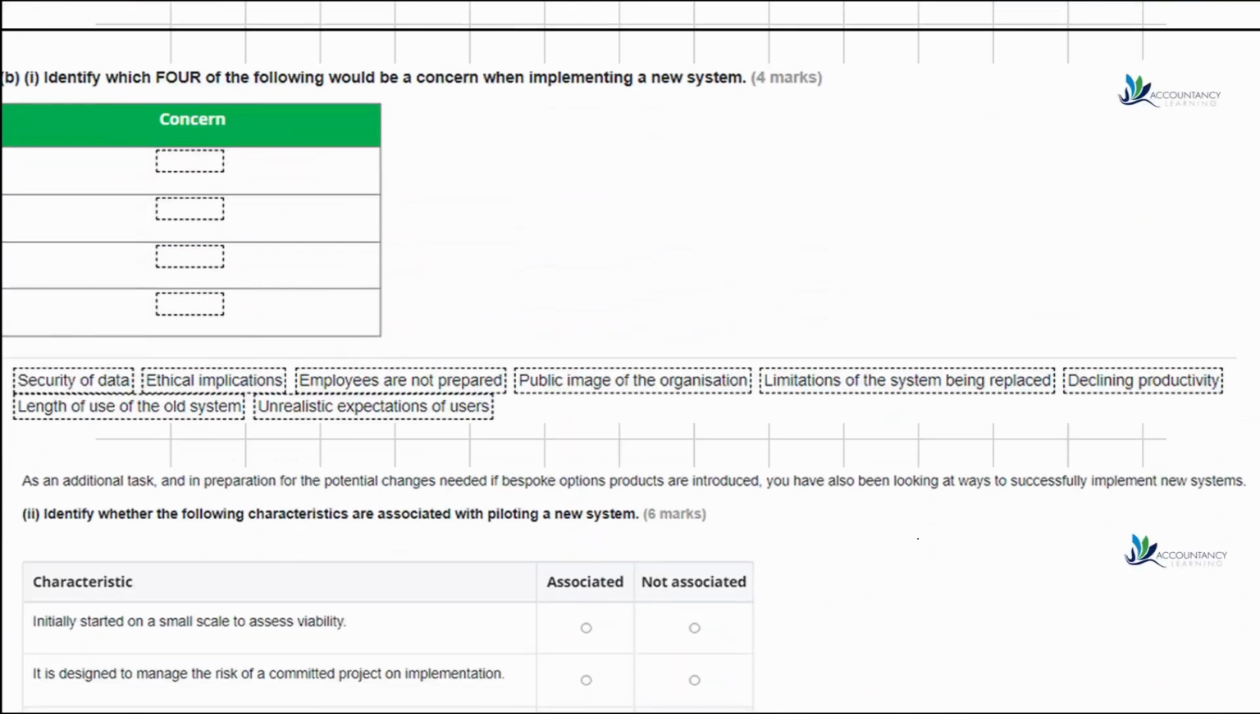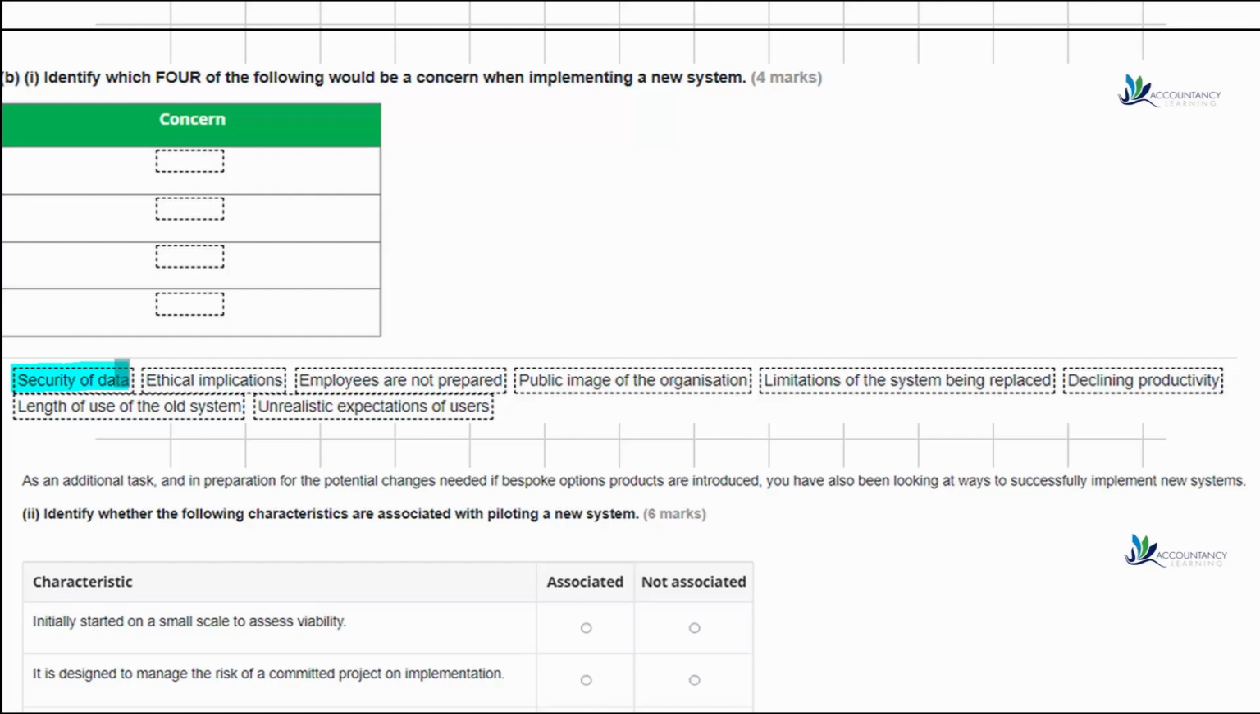And then part B of the question asks us to identify which 4 of the following would be a concern when implementing a new system. So we've got a sort of drag and drop question here. If we're going to implement a new IT system and we've got consultants coming in to help us with that, then we need to be worried about the security of data, because we'll have access from other people to our data, and when we're implementing the new system, perhaps some of that data may get lost or shared, and that could be a problem.